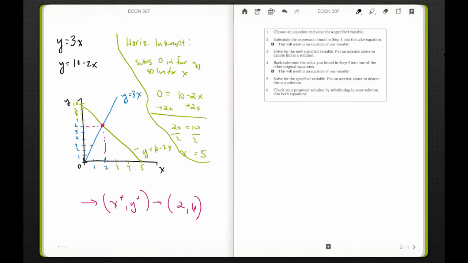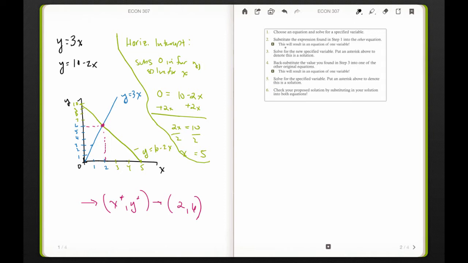So now let's use the substitution method to solve that same system of equations that we solved using a graph. So again, I'm given this y equals 3x and y equals 10 minus 2x. So let's look through these steps. Choose an equation and solve for a specified variable. So it looks like this is sort of already done for us. We already have y, which is going to be our specified variable, over on the left-hand side.